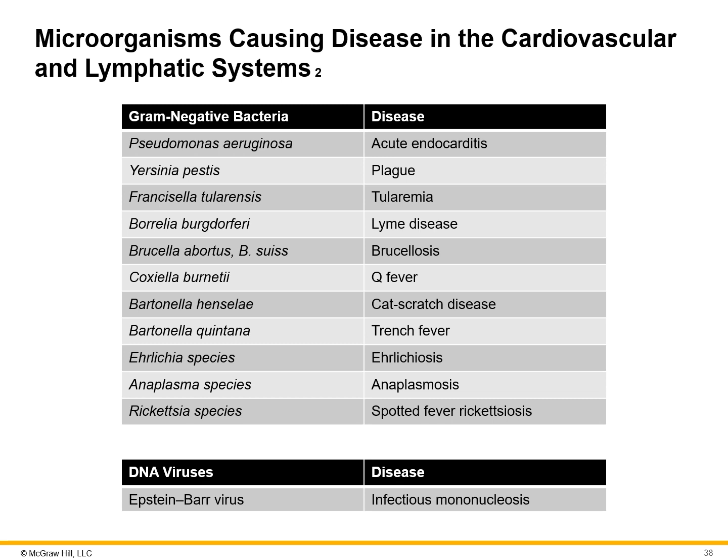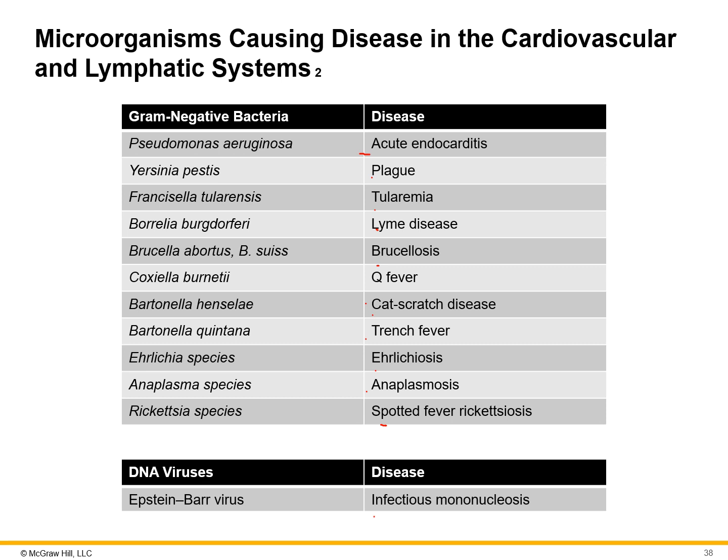And then looking at our gram-negative, which is where we get the majority of them. So acute endocarditis, the plague, tularemia, Lyme disease, brucellosis, Q fever, cat scratch fever, ehrlichiosis, anaplasmosis, and the spotted fever. These are all caused by gram-negative bacteria.